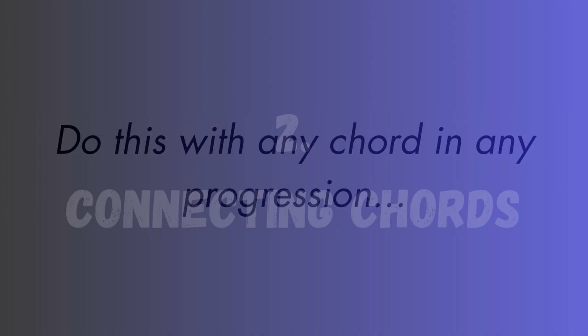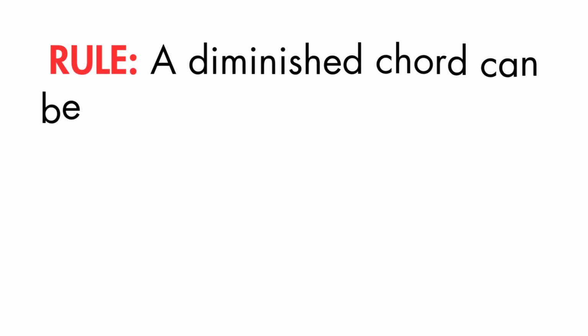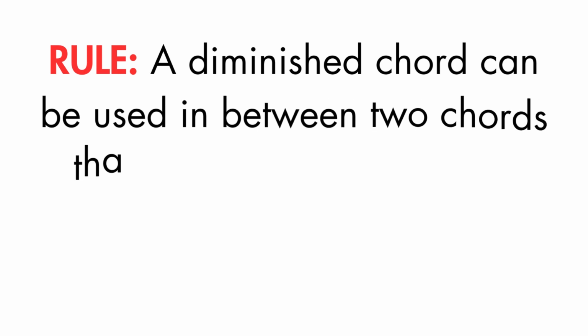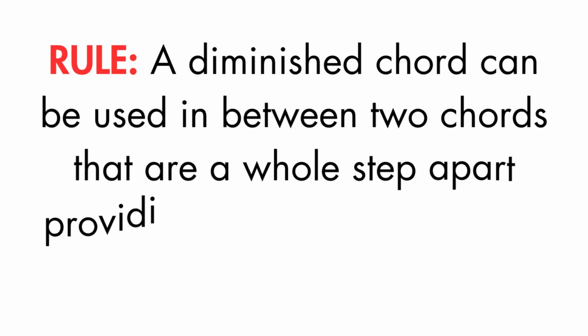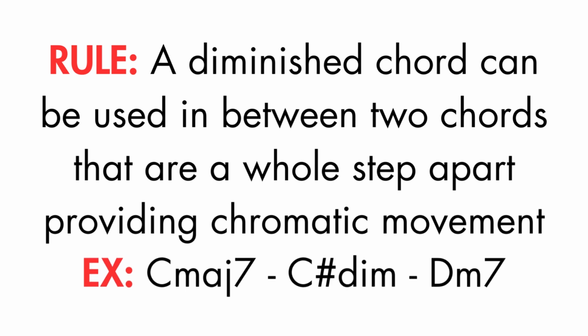Another way we use diminished chords here is in connecting chords. So here's the rule. A diminished chord can be used in between 2 chords that are a whole step apart, providing chromatic movement. So if they're a whole step apart, on that note in between, we just slip in the diminished chord. As an example, we go from C major 7 to C sharp diminished to D minor 7.